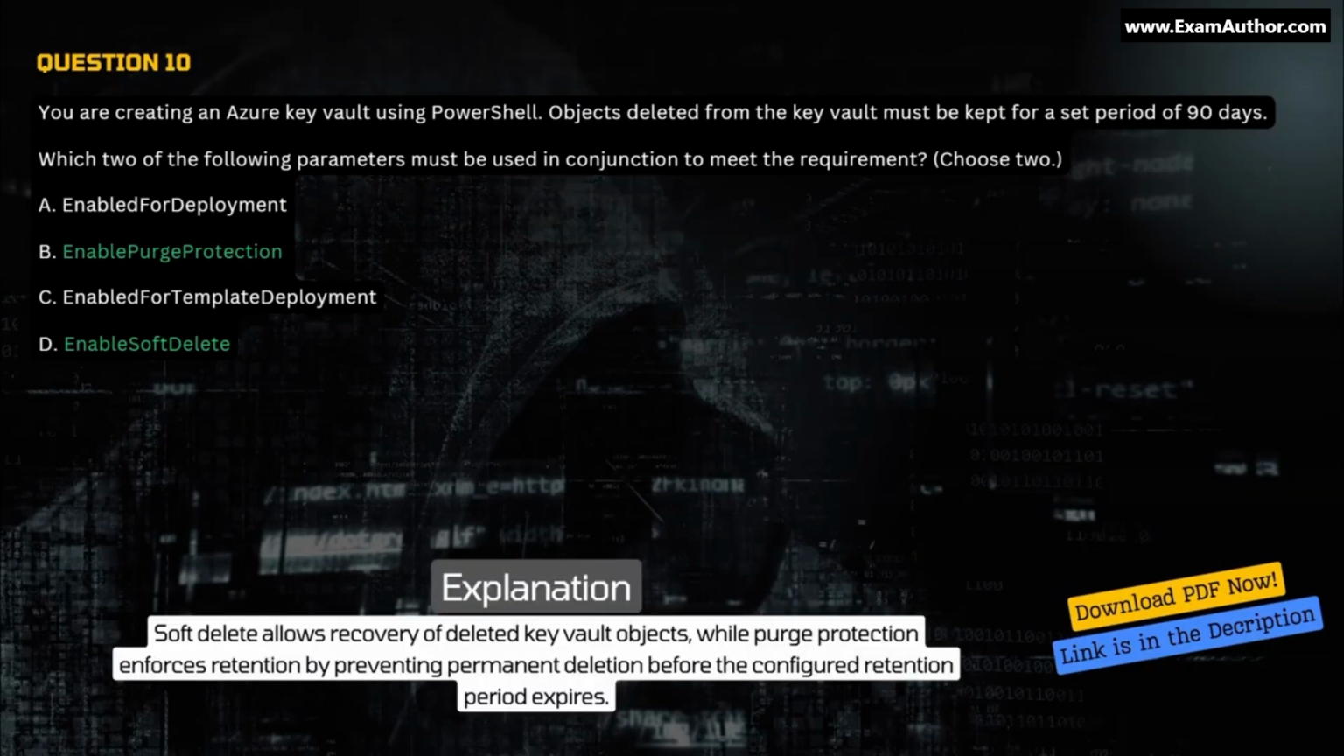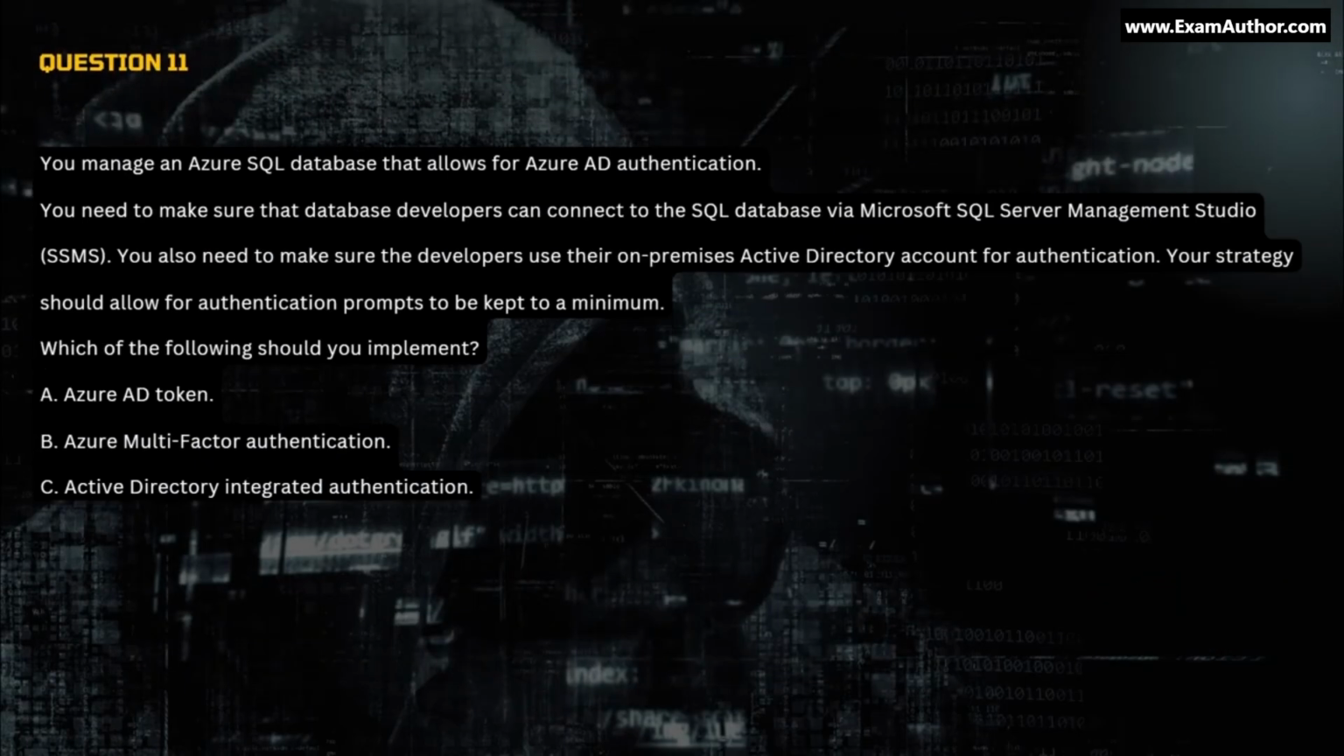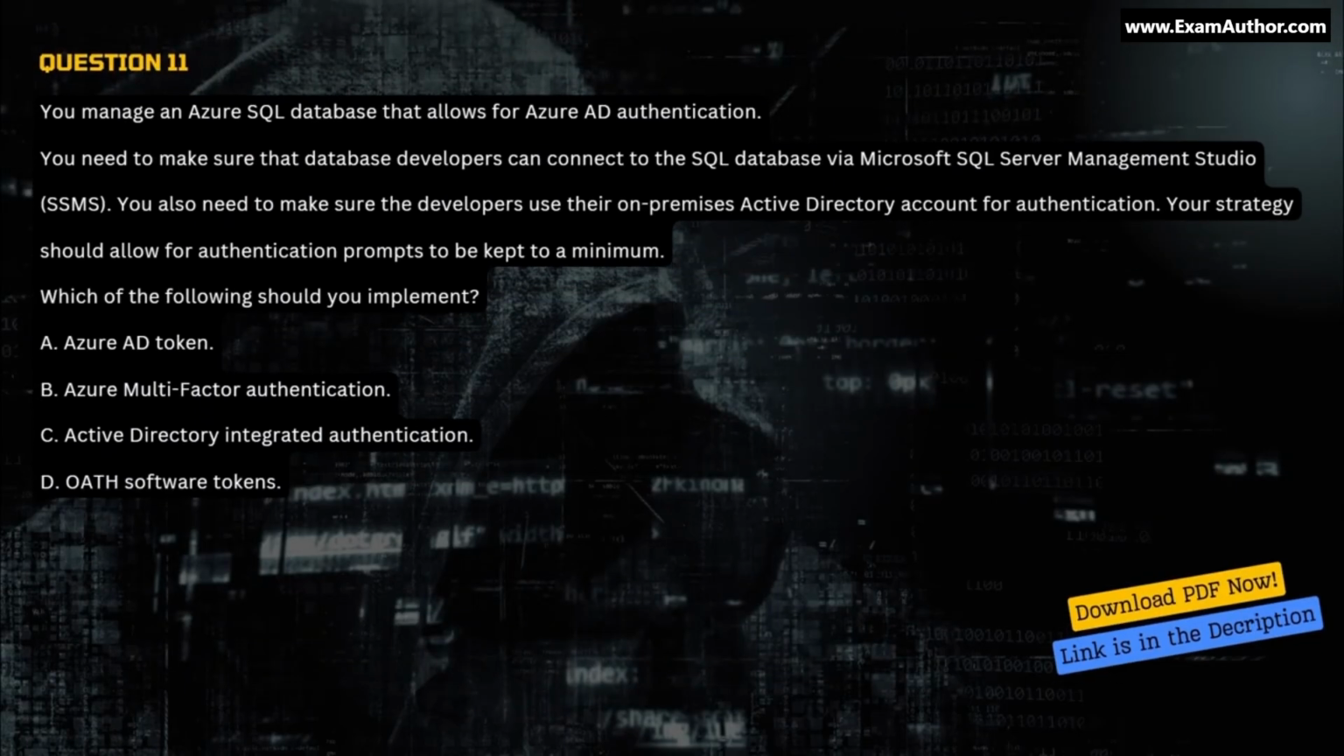Explanation. Soft delete allows recovery of deleted Key Vault objects, while purge protection enforces retention by preventing permanent deletion before the configured retention period expires. Question 11. You manage an Azure SQL database that allows for Azure AD authentication. You need to make sure that database developers can connect to the SQL database via Microsoft SQL Server Management Studio, SSMS. You also need to make sure the developers use their on-premises Active Directory account for authentication. Your strategy should allow for authentication prompts to be kept to a minimum.